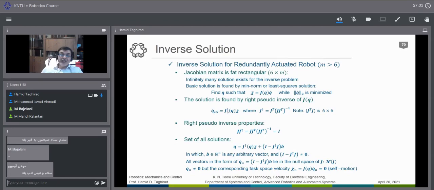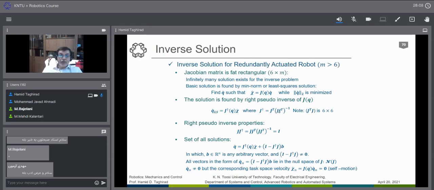The right pseudo-inverse is found by this; we use this cross notation here. This is not a usual inverse. This is a pseudo-inverse, and the pseudo-inverse does the following. We use the J J transpose, the old J J transpose that we discussed before in the dexterity problem. J J transpose, regardless of the degrees of redundancy that you have, is a 6 by 6 matrix because we have a fat matrix multiplied by the J transpose, which is a tall matrix. It becomes a 6 by 6 square matrix.